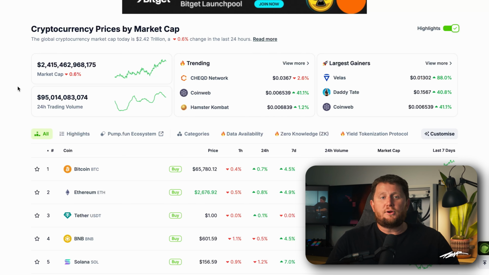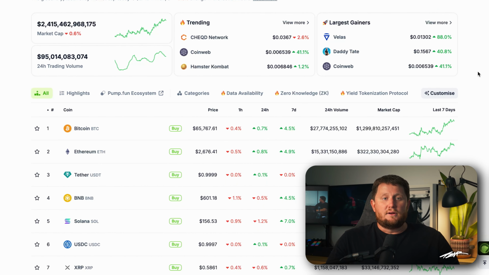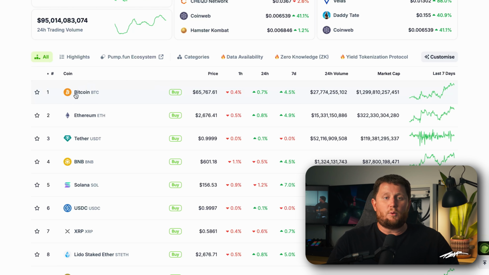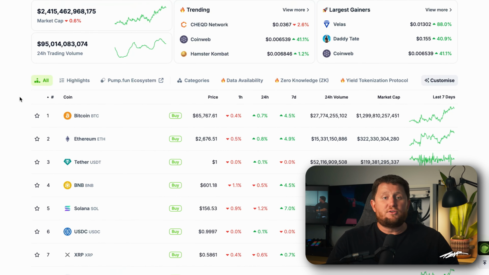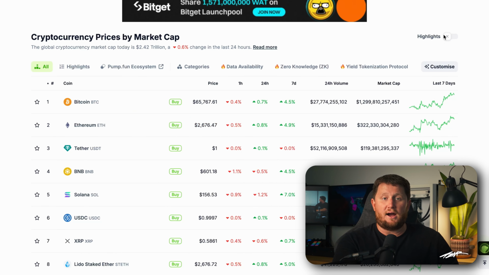From the dashboard, you can see total market cap of crypto, 24-hour trading volume, and the trending tokens in the last 24 hours. Also, the largest gainers. Again, in the last 24 hours, crypto is engineered to be fast-paced. But a little secret, when you slow down, the slow long-term plays normally work out better for 99% of us. So, I mostly ignore this whole top section. You can actually turn it off right here on the highlights tab.